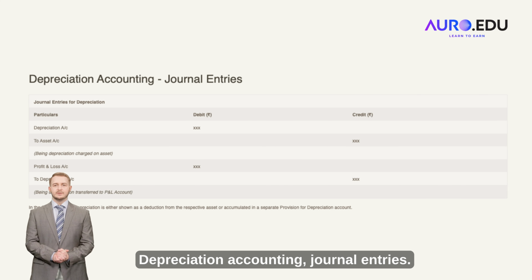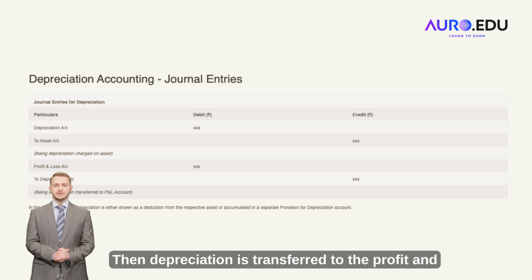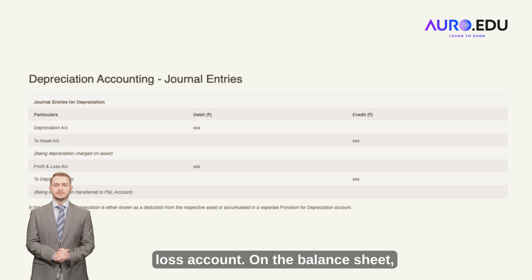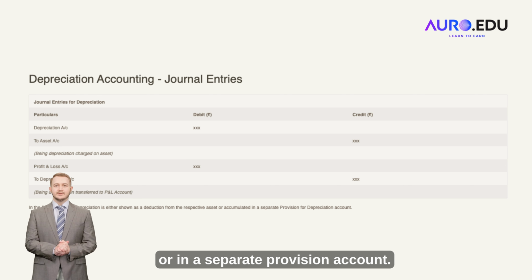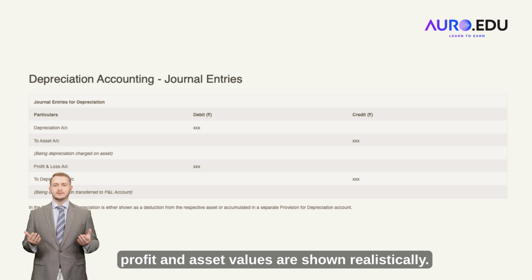Depreciation accounting, journal entries. Depreciation is recorded with journal entries. The depreciation account is debited, and the asset account is credited. Then depreciation is transferred to the profit and loss account. On the balance sheet, depreciation appears either deducted from assets or in a separate provision account. This systematic recording ensures both profit and asset values are shown realistically.